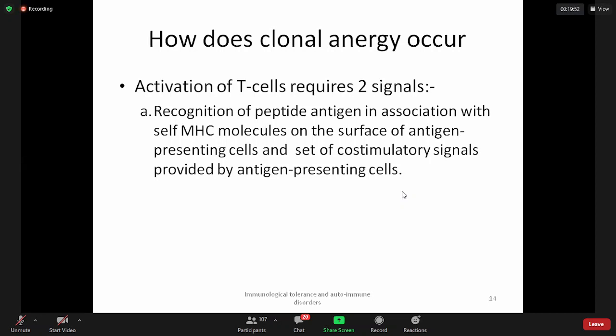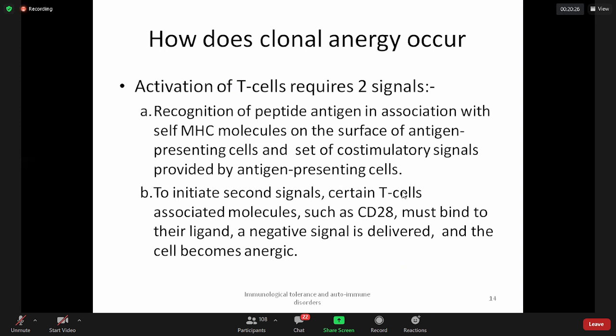Once that happens, then the second signal is going to be the costimulatory signal, which is still provided by the antigen presenting cell. Now, if this was a foreign antigen, the costimulatory signal would induce activation of the T lymphocyte because the MHC that is being presented with is for a foreign antigen. But in this case, because the MHC is for self, the costimulatory signal will not be for destruction. Instead, the costimulatory signal will induce this cell to become anergic.